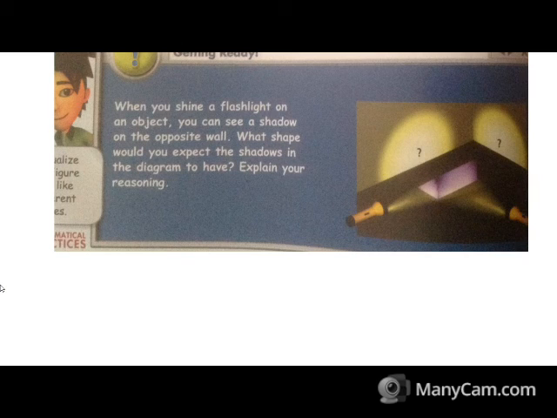Explain your reasoning. So, the flashlight is projected on this 3D object, and they want to know what kind of shapes the shadows are going to be. So what kind of shapes do we have here and here? Think about that as we go through the 4 problems in this section.